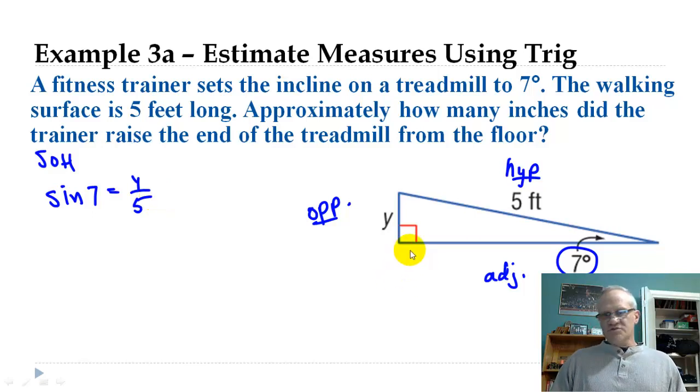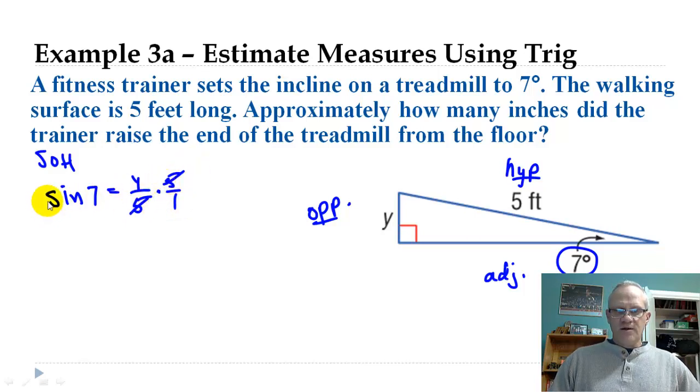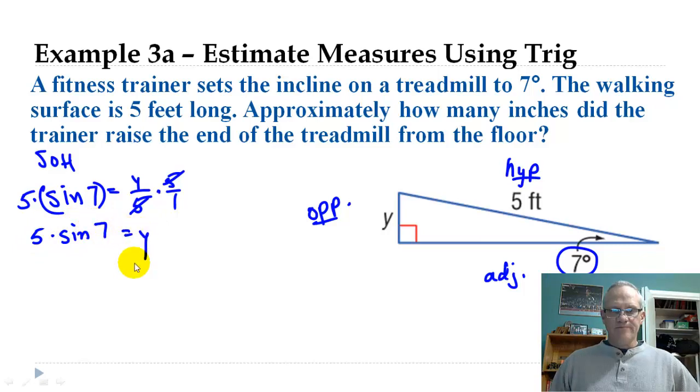Now remember what we're trying to do is find y. So think back to some basic Algebra 1. If you have y divided by 5, how do we undo the dividing? We multiply. So we're going to multiply by 5 over 1 to get this to cross out. We have to do it on this side as well. And so what we have here is 5 times the sine of 7 equals y. This is where you need your calculator.